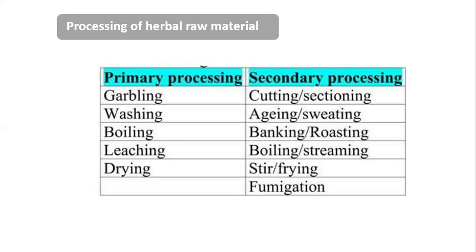Now the next one is the secondary process, that is cutting or sectioning. For the drying purpose, you need cutting or sectioning. For example, onion: if you want to dry onion, it contains about 80% water, so you have to cut the onion and dry it. Then aging, or sweating, or the cleaning process, should be required.